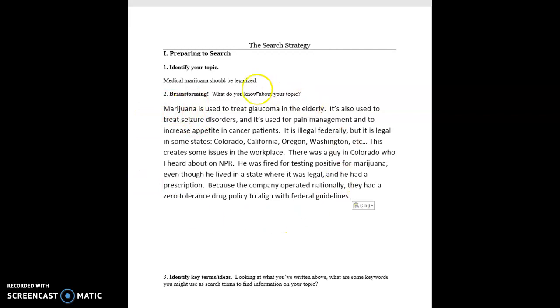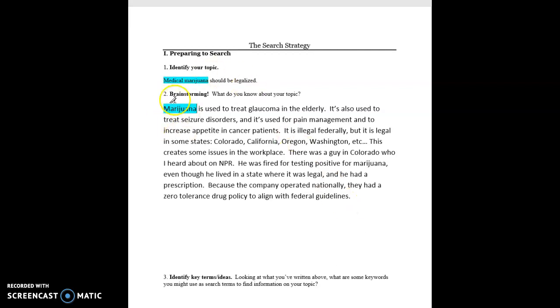So looking at what I've got here, I'm going to use this highlight feature up at the top. Obviously, my topic itself, medical marijuana, would be a useful search term, right? And then within my free write, I use the word marijuana. Some other things I might consider highlighting, right? You want to look at the major themes or ideas that you've got going on in your free write.